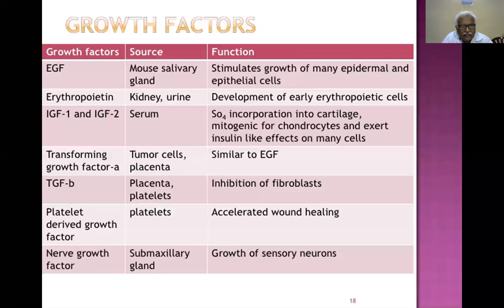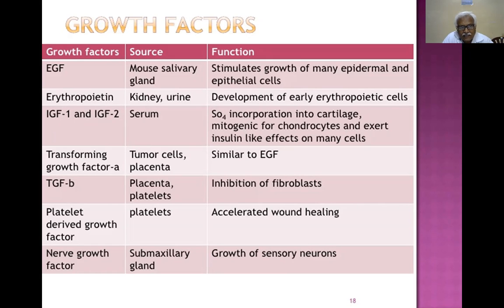So third thing is IGF-1 and IGF-2. The source of IGF-1 and 2 is the serum. The function is sulfate incorporation into cartilage. That is the most important one. And mitogenic for chondrocytes. And they exert insulin-like effects on many cells.